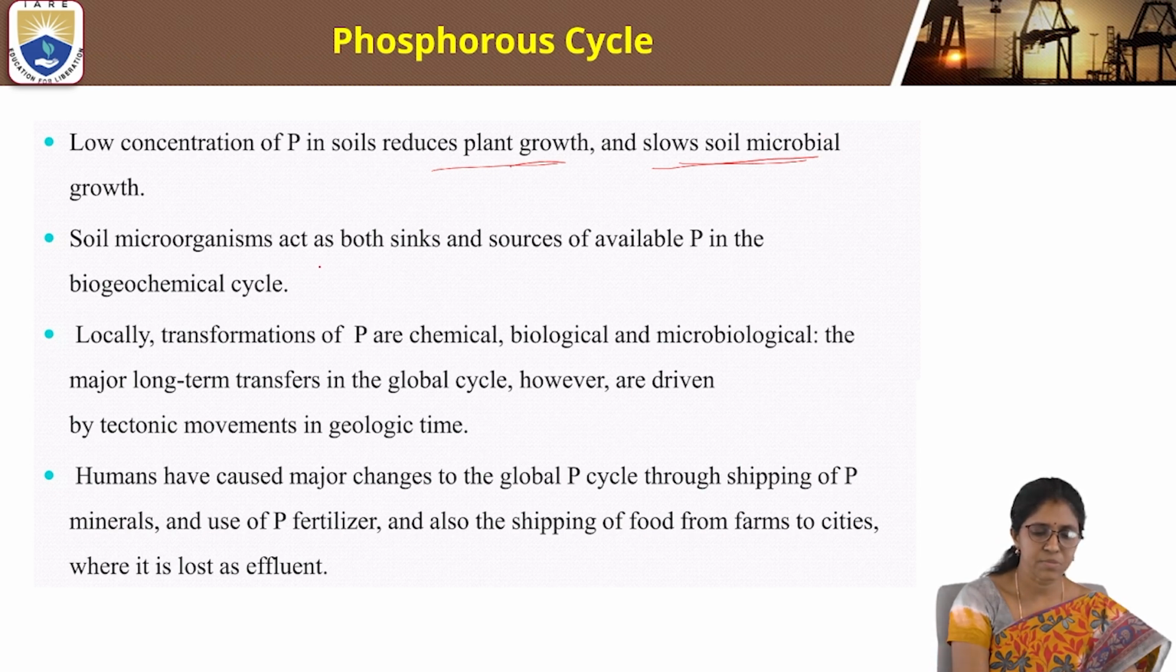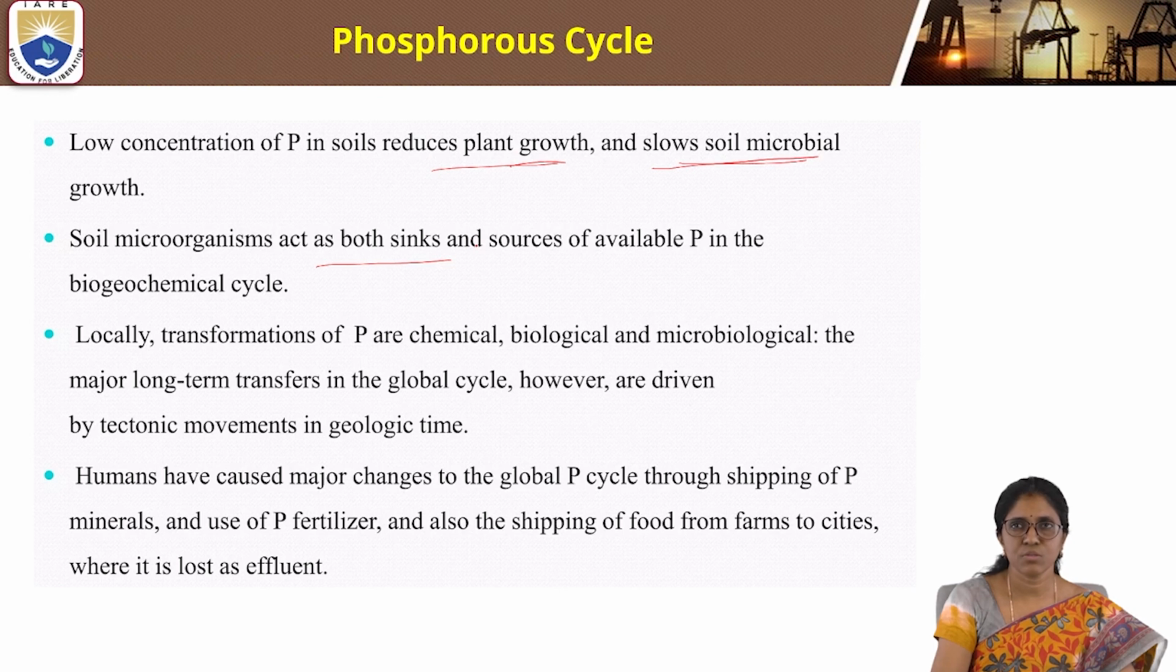Soil microorganisms act as both sinks and sources of available phosphorus in the biogeochemical cycle. Local transformations of phosphorus are chemical, biological, and microbiological. The major long-term transfers in the global cycle, however, are driven by tectonic movements of geological time.